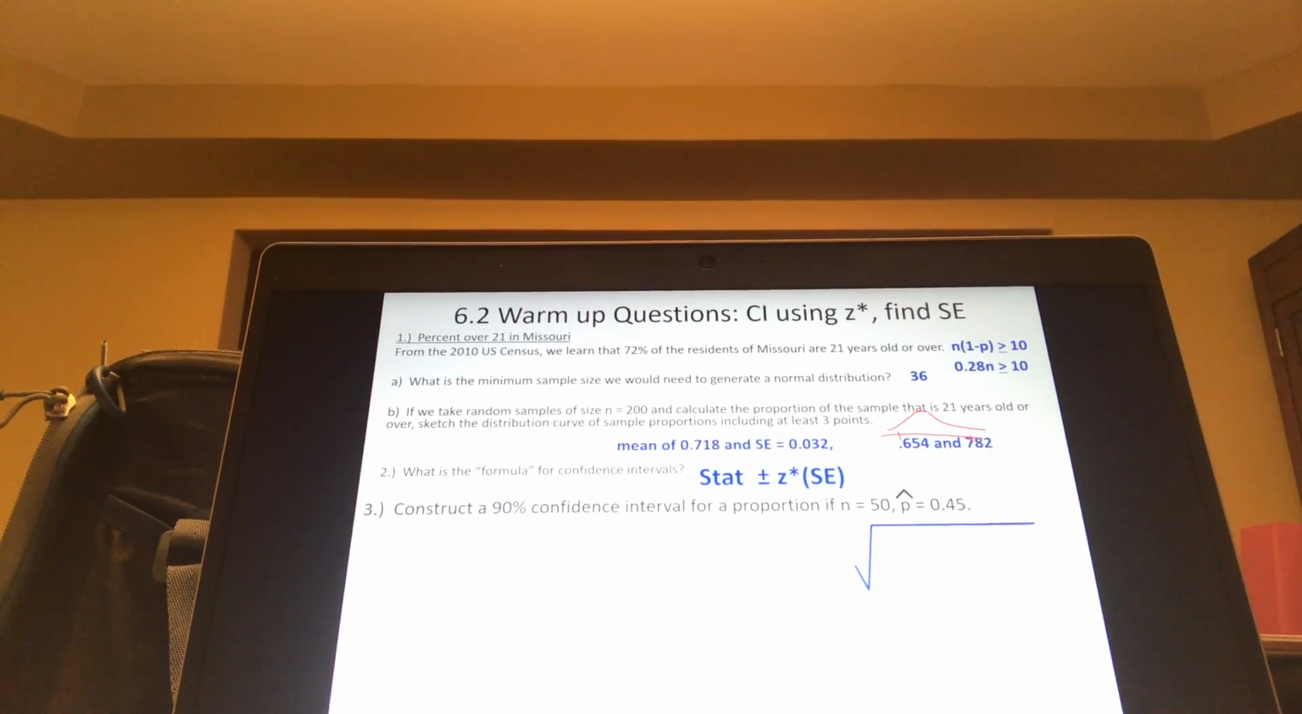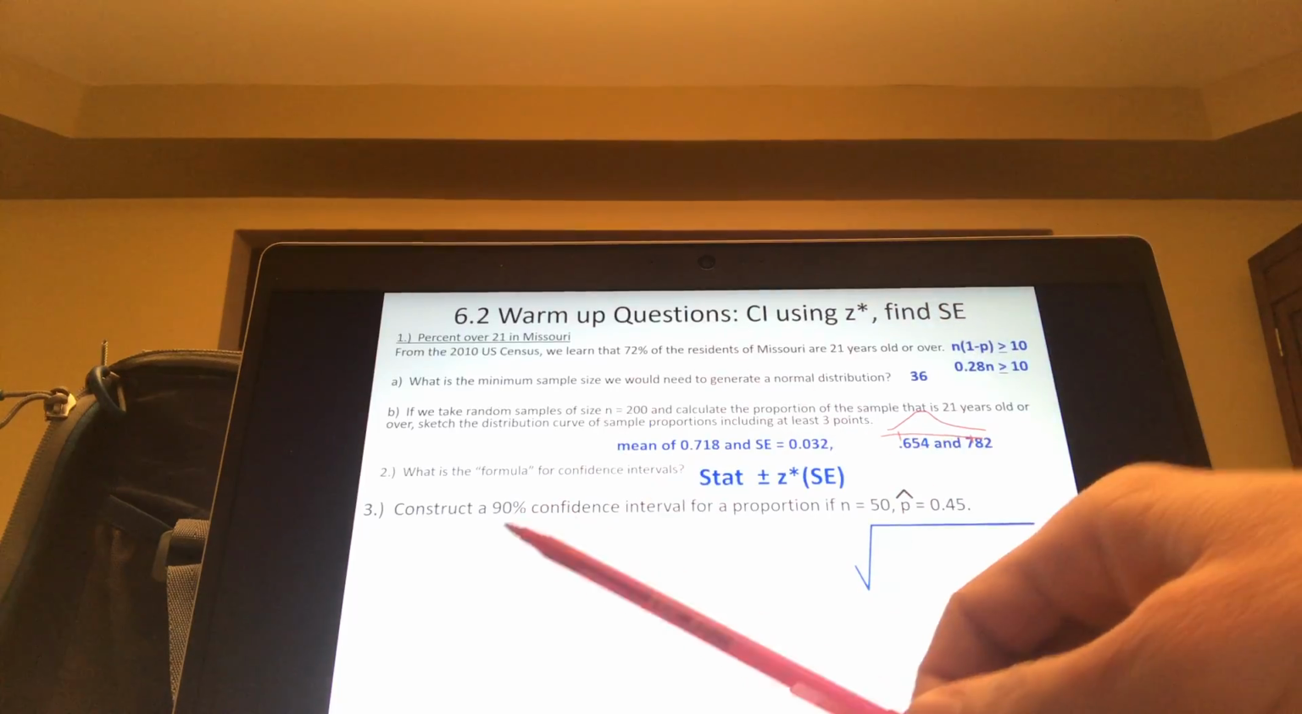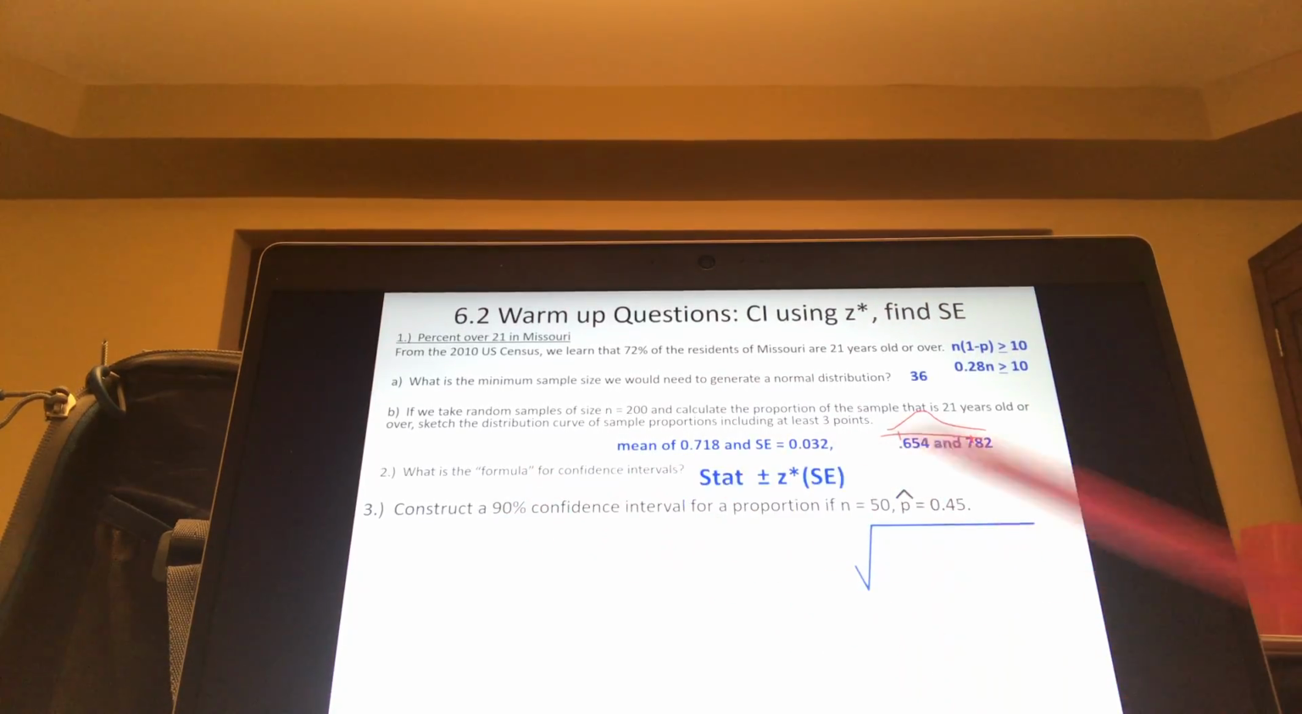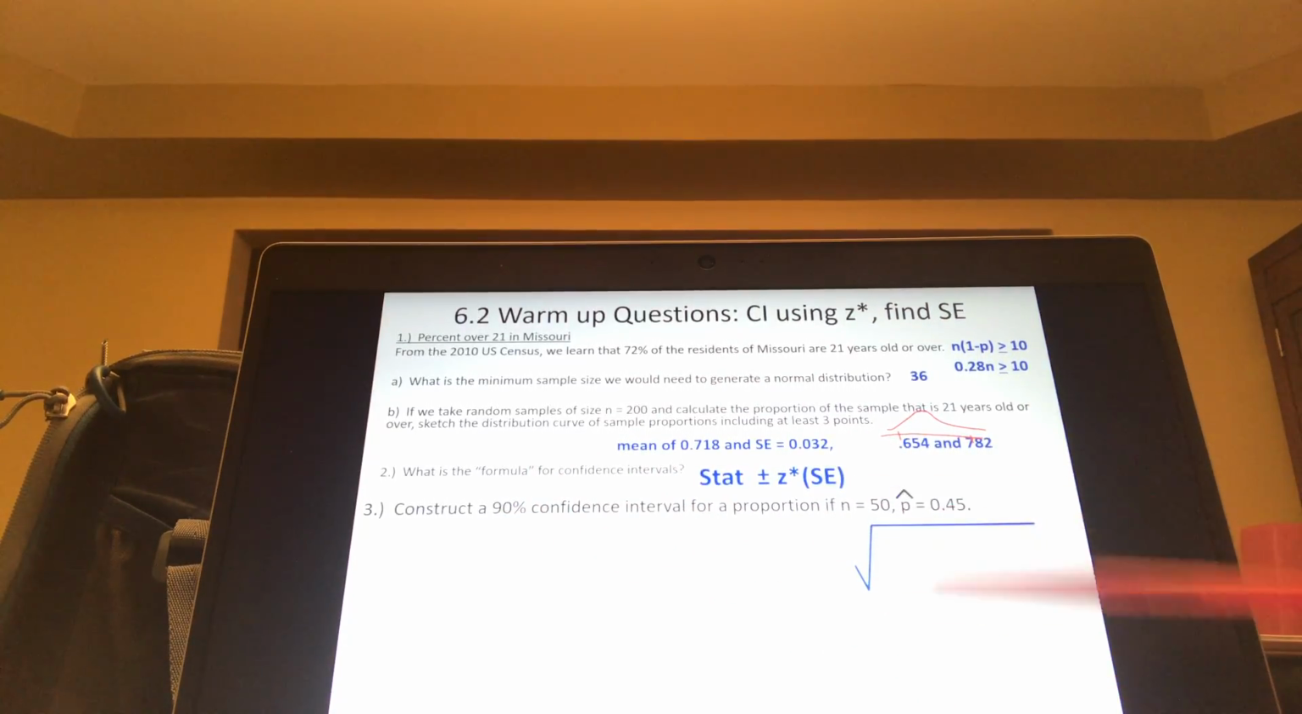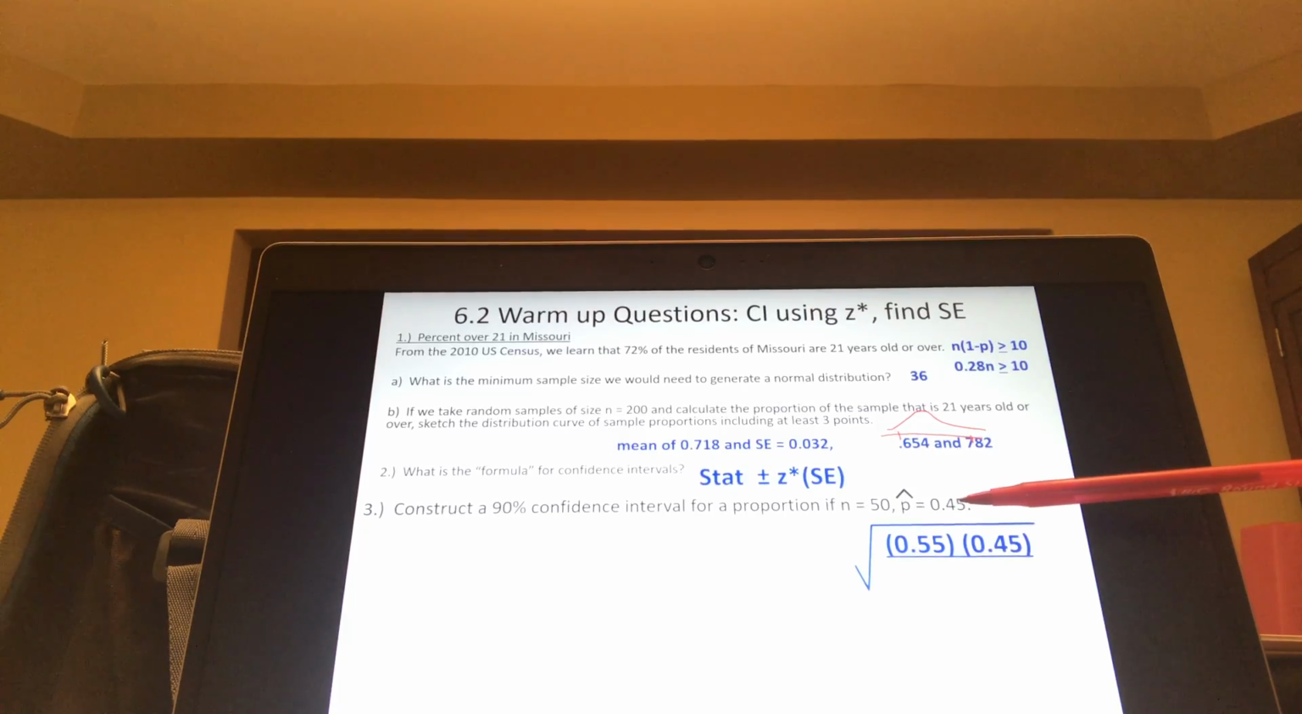So whenever you're constructing the actual confidence interval, you've got to know the confidence level. So we're going 90% on this one. You've got to use that big square root thing with a bunch of calculations in there. Now, this is question 3 that we're on. The sample proportion was 0.45. You multiply that by 0.55, which I call its complement. You divide that by the sample size. So there's 50 people in the sample.